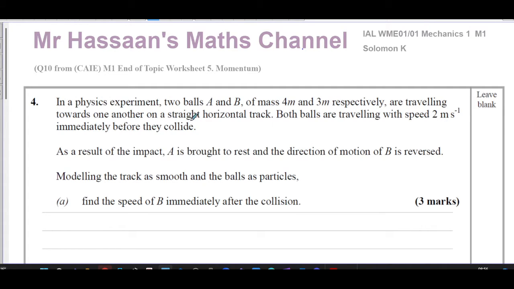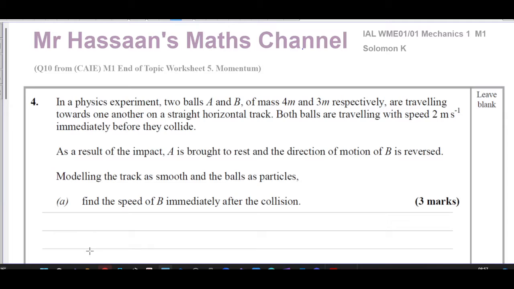So it says, in a physics experiment, two balls A and B of mass 4m and 3m respectively are traveling towards one another on a straight horizontal track. Both balls are traveling with speeds 2 meters per second immediately before they collide. As a result of the impact, A is brought to rest and the direction of the motion of B is reversed. Modeling the track as smooth and the balls as particles, find the speed of B immediately after the collision.